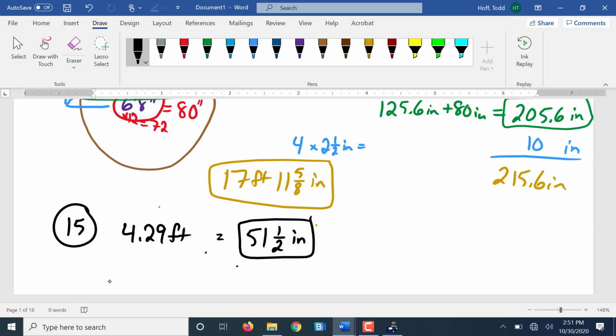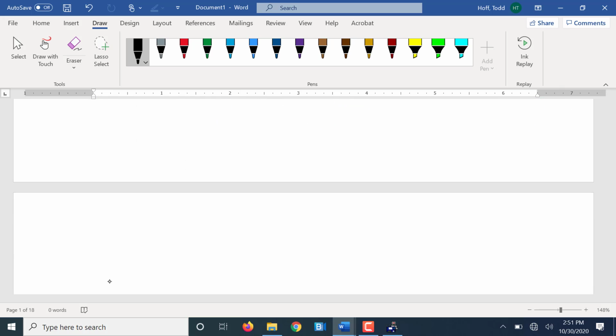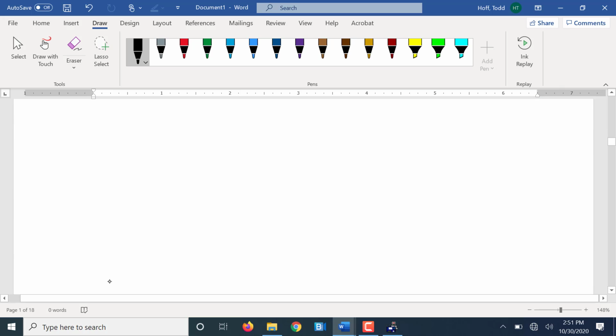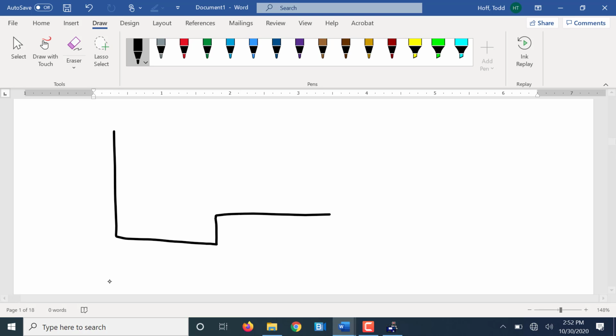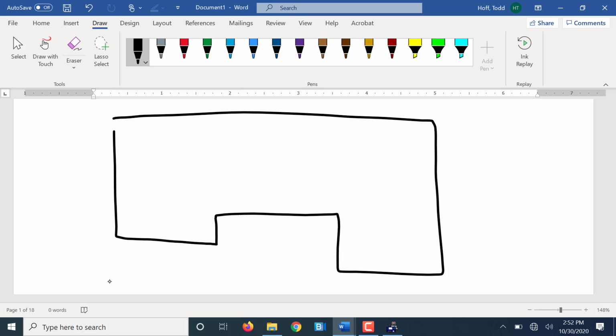14, the dimension for B. That one's loads of fun. There might be a little sarcasm in that. A, you're just adding the 3 dimensions.